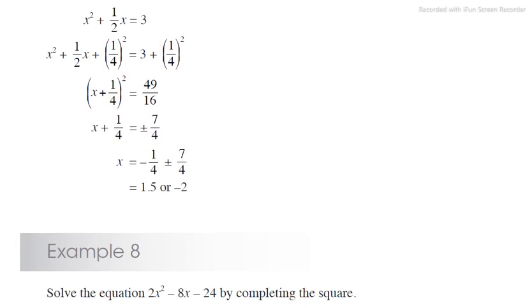Then we get the square root of both sides. The square root on the left hand side will cancel with the square to remain with x plus a quarter. The square root of 49 over 16 is a positive or negative 7 over 4. Then we take a quarter on the right hand side, which becomes a minus. So when we simplify, remember we have two cases combined together. We have the positive and the minus, hence giving us two answers, that is 1.5 or -2. Good. Let us look at example 8.